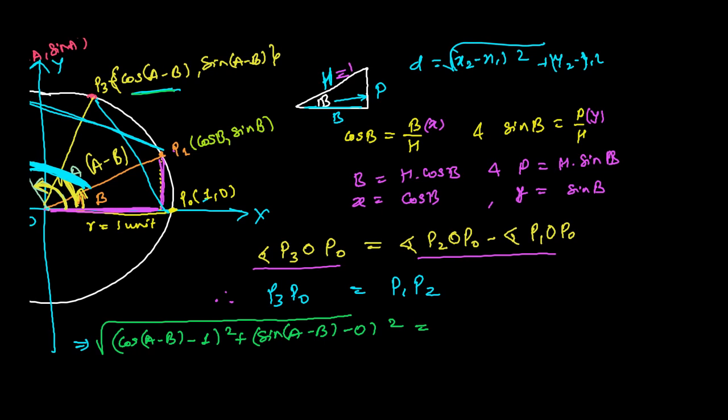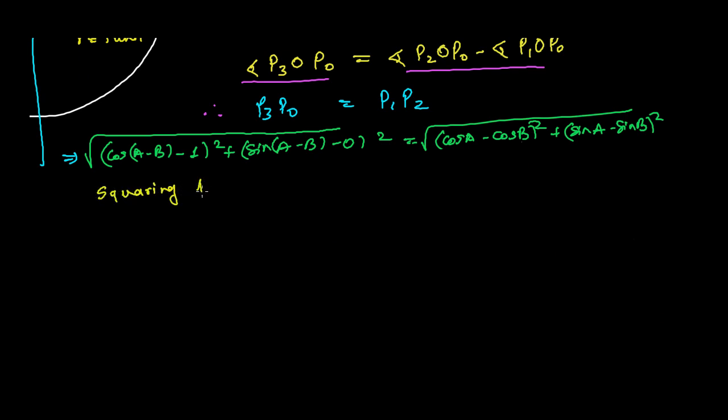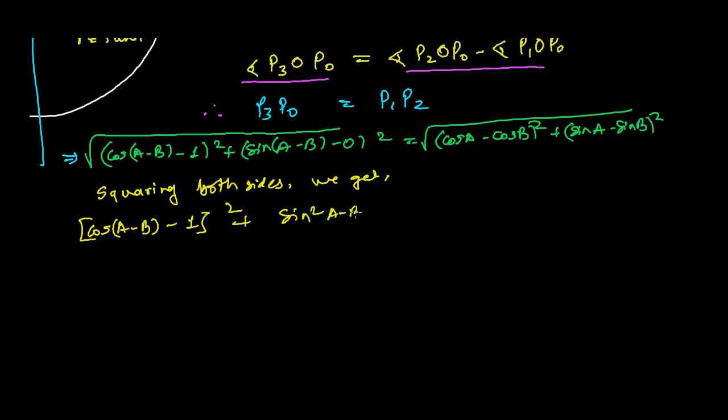So for P1 P2 we again take x2 minus x1, that is cos a minus cos b whole square, plus sine a minus sine b whole square, inside the root. Now let's square both sides. Squaring both sides, the root will be removed, and we get cos(a minus b) minus 1 whole square, plus sine square (a minus b), equal to cos a minus cos b whole square plus sine a minus sine b whole square.